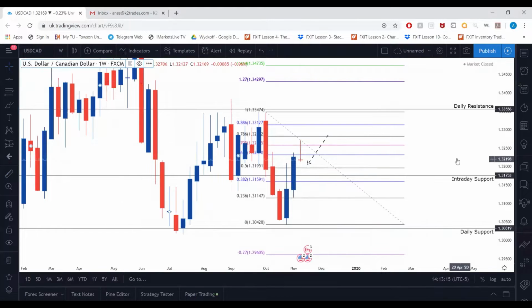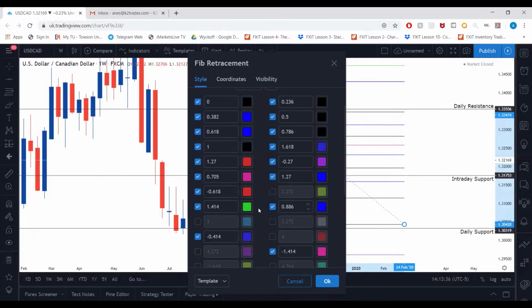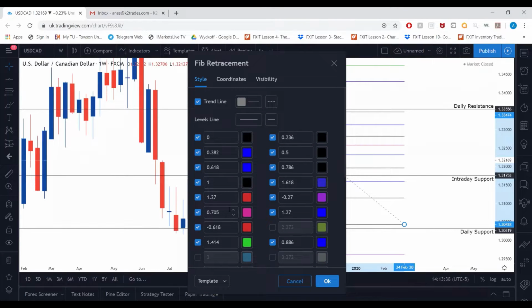So can I ask for the pink line figure? 70.5. Here, those are the settings for Fibonacci. If you guys want to take a screenshot, these are the ones I use. All the ones that have check marks next to them are the ones I use. So 38, 61.8, 70.5 right here, and 50, they are the main ones for the retrace.